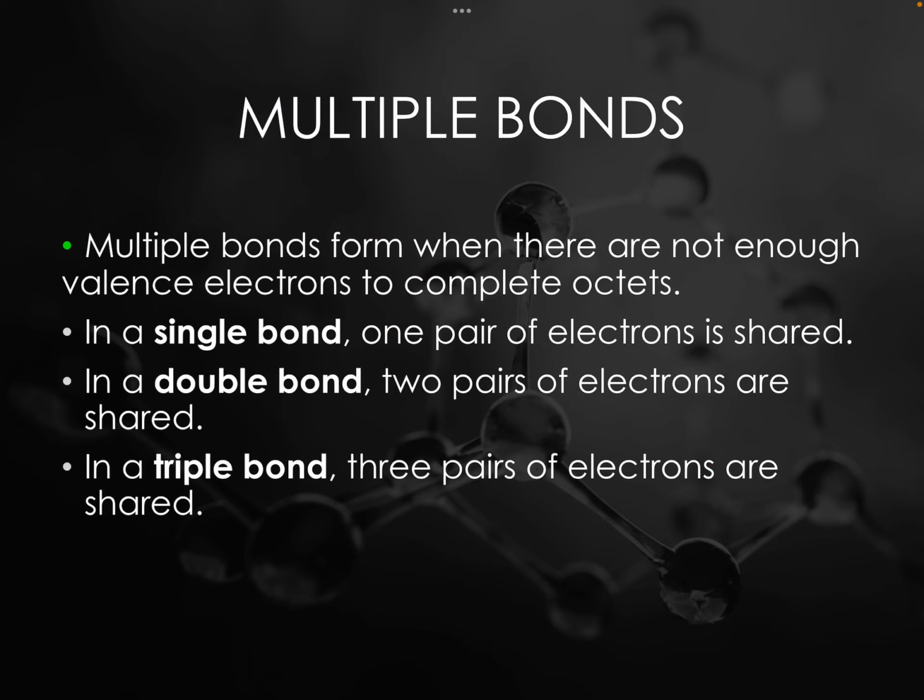Okay, and we're going to go through a lot of examples. So if you're a bit lost right now, that's okay. We're going to clear this up in just a minute. But like I was saying, in a single bond, we share 1 pair of electrons, so that means we're sharing 2 electrons. In a double bond, we're sharing 2 pairs of electrons, so 4 electrons total. In a triple bond, we're sharing 3 pairs of electrons, which means we're sharing 6 electrons.